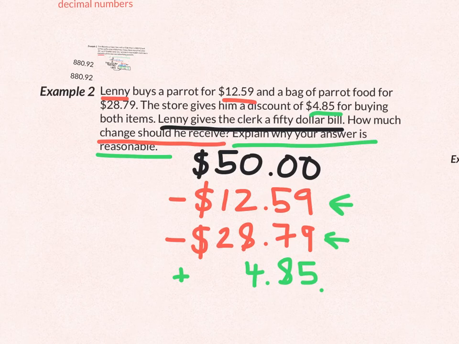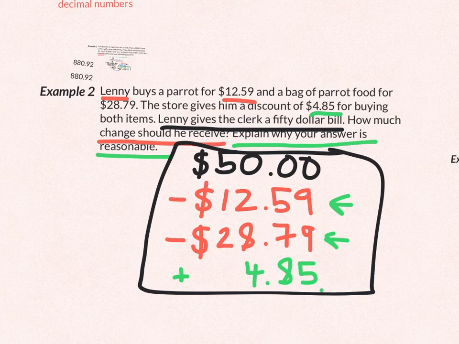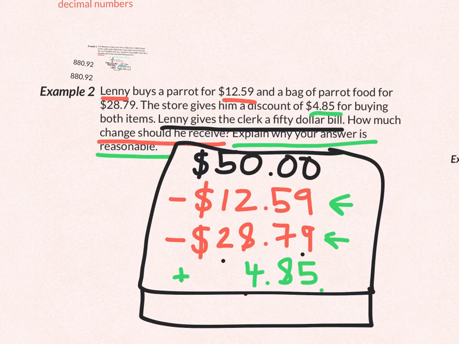Okay, so it kind of looks like this. He has $50. He's taking away $12.59, taking away $28.79, but then getting back $4.85. And if we can complete those operations, this should show what the change is. In other words, what does he get to keep after he purchases these items.